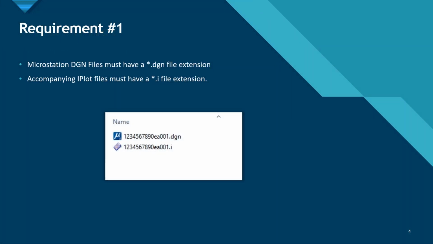MicroStation DGN files must have a .dgn file extension, and the accompanying iPlot files must have a .ifile extension. If you look at the graphic below, you'll see an example of that.